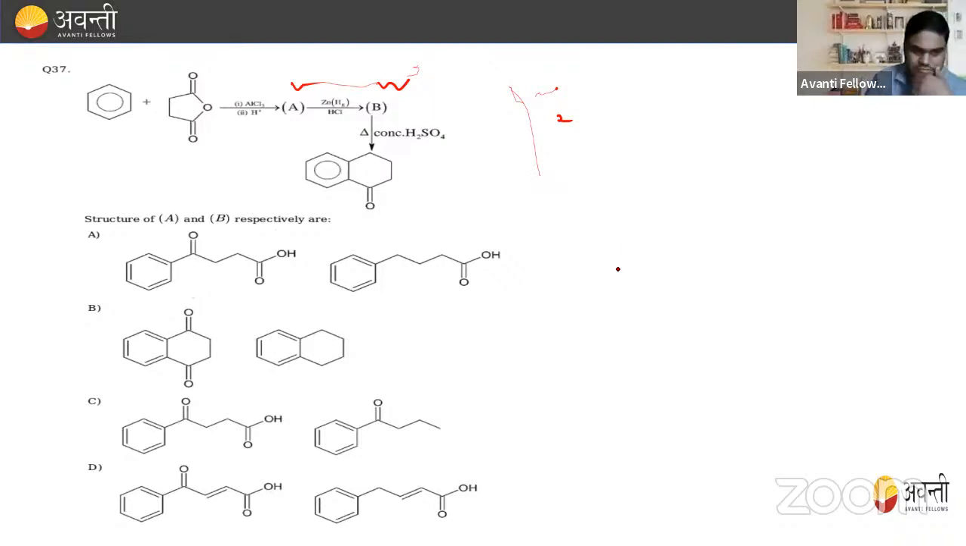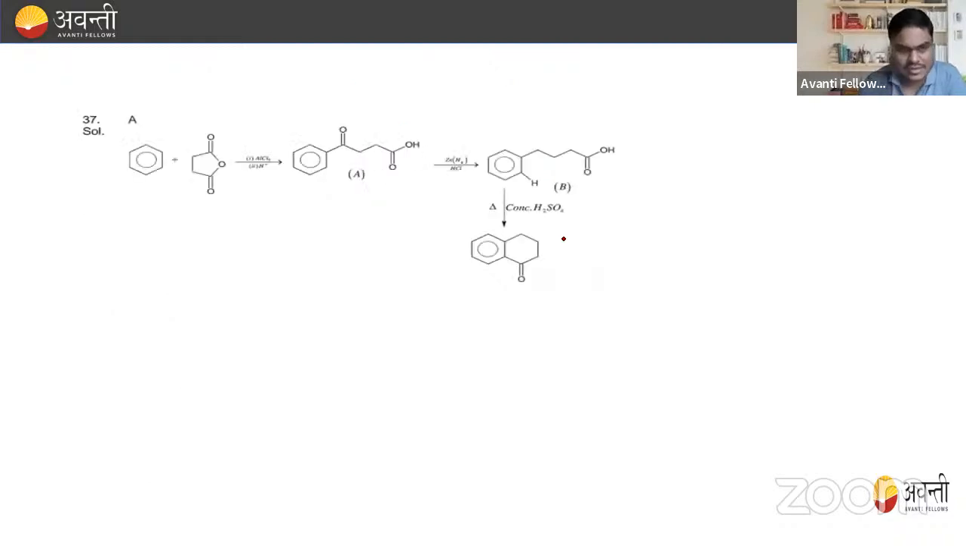So let's see what happened. In the first step, beta, when we treat benzene with this in the presence of AlCl3, the formation of this will take place, right? And this is known as what? This is known as beta. This is a COOH group. This is alpha, this is beta, right? So this is a beta, okay.